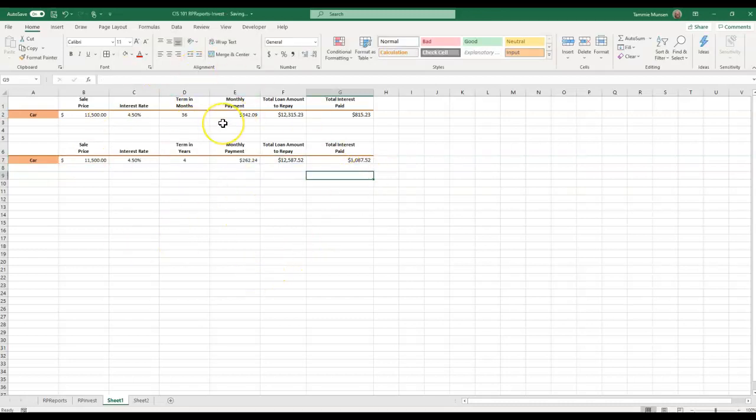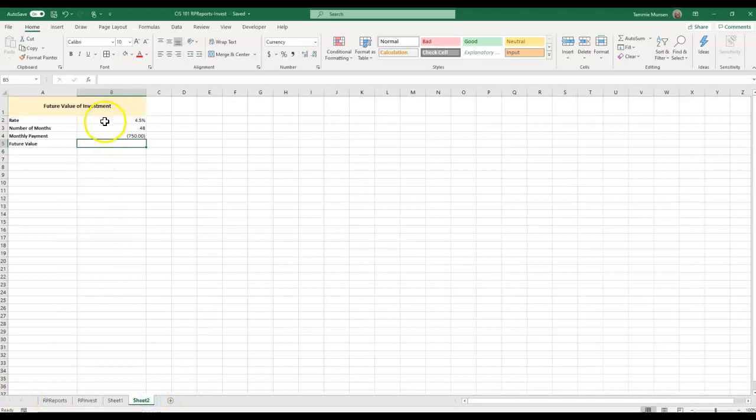So that is working with the payment function. The next function that I want to show you is the future value function. And so we have this future value of investment. We can see that we're paying a 4.5% interest rate, so it's making 4.5% on the money that we're investing. We're going to do it over 48 months, and we can see that we are investing $750 per month, and it's in parentheses, which tells us it's a negative number. And so that's important for us when we get to figure the future value as to how we set up that formula.